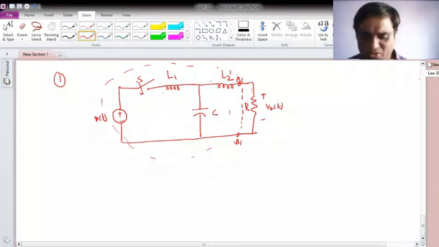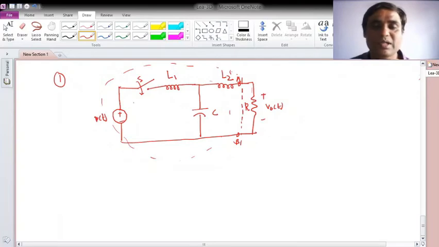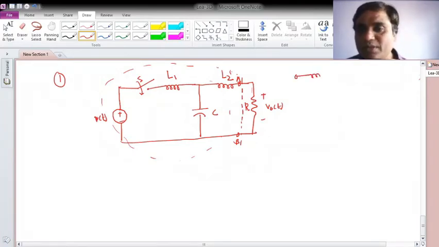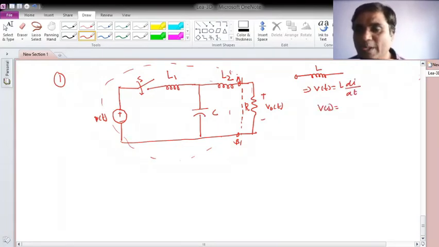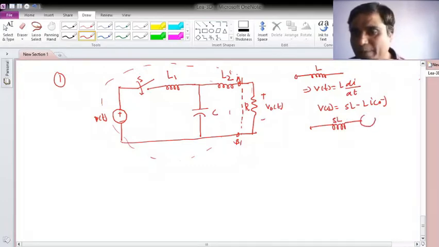Now I can solve this using the time domain or whichever way you want, but let me solve it using the Laplace domain. In the Laplace domain, we know that for an inductor, V of t is equal to L di by dt, and V of s will be SL I of s minus L i of 0 negative. So this will be SL, and then a voltage source with this polarity, as it is a negative sign.